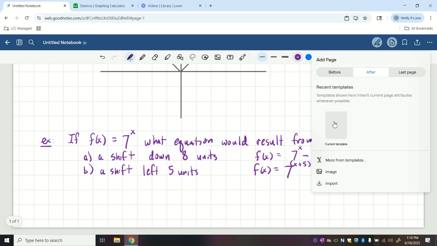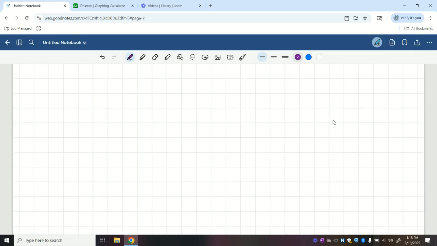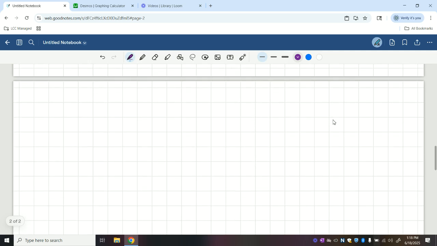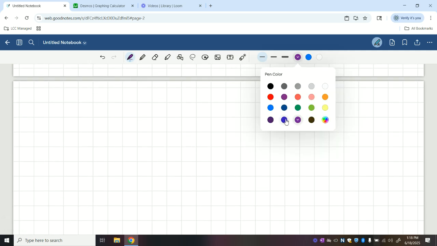Okay, let's talk next about reflecting. We're going to talk about reflecting next. Reflecting is going to be about the x-axis or y-axis. So let's write this down. Reflecting.